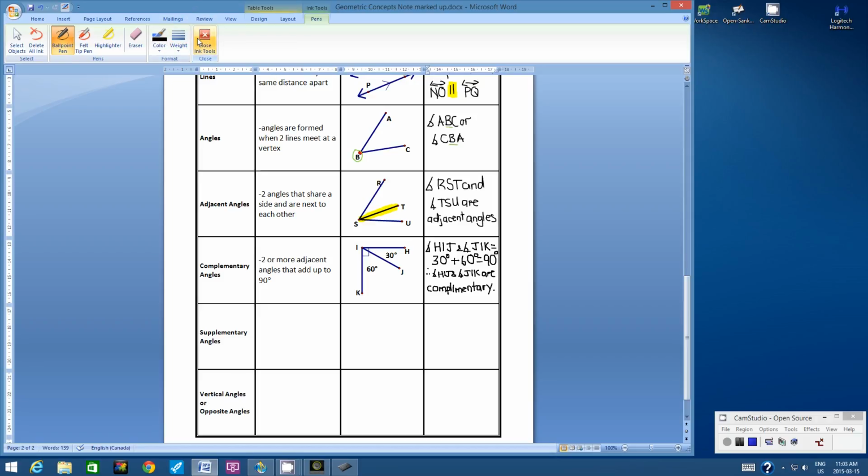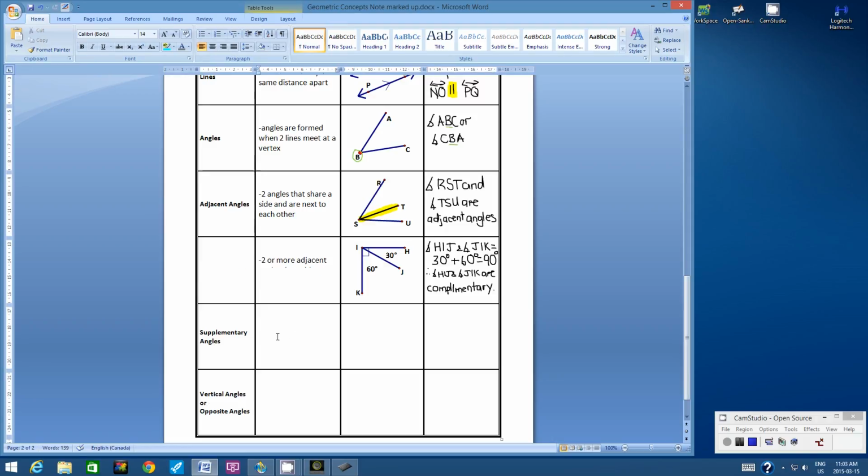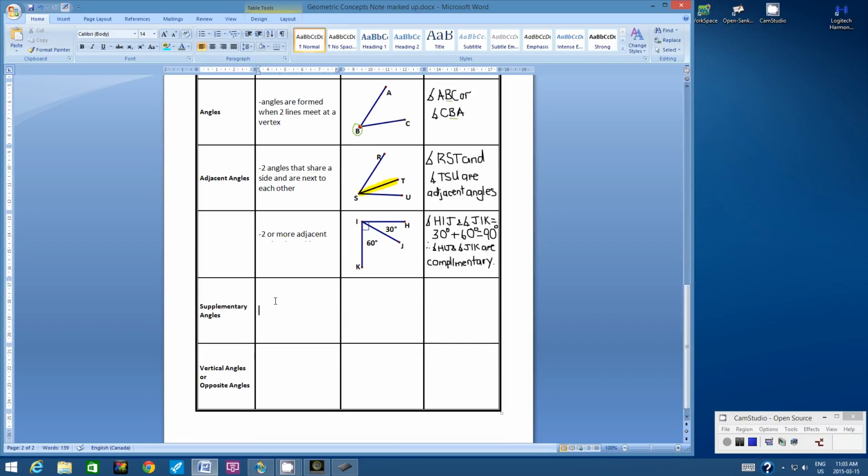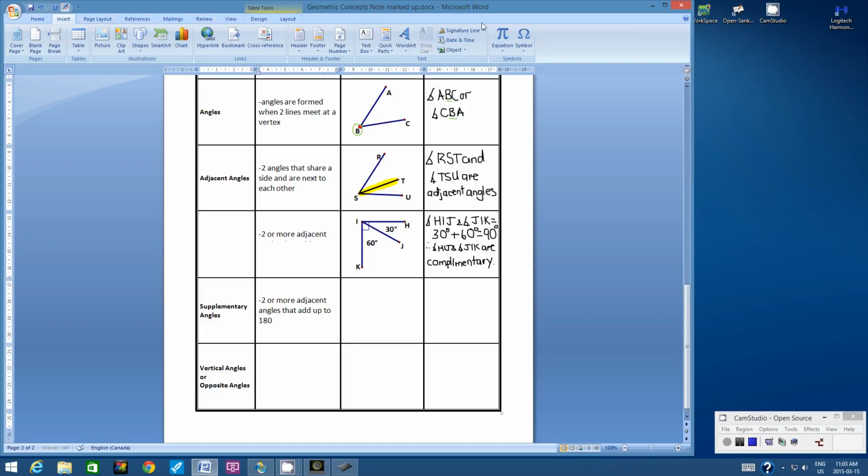All right, so if you understand complementary angles, then supplementary angles are quite similar but different. Supplementary angles: two or more adjacent angles that add up to, and this time it's a different sum. It's not 90 degrees because that was the definition for complementary angles. It would be 180 degrees. Okay? So again, if you finish the Geometer Sketchpad unit, you've had some experience with these. So what does that diagram look like?